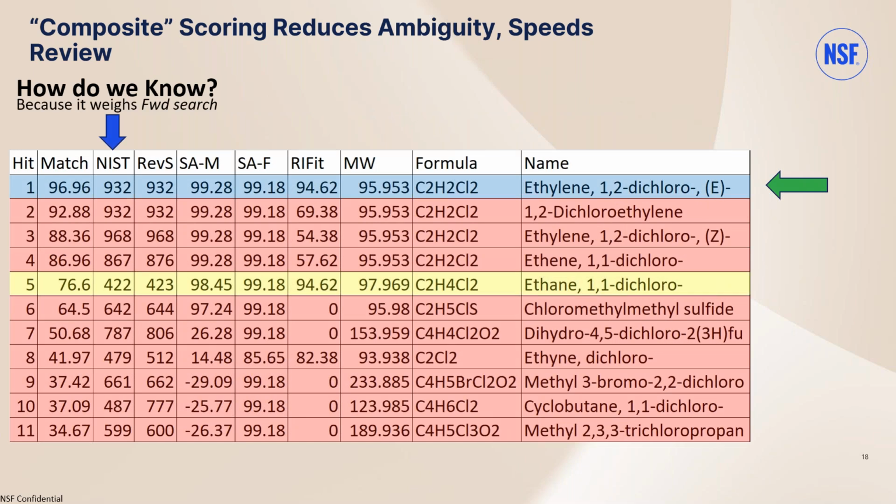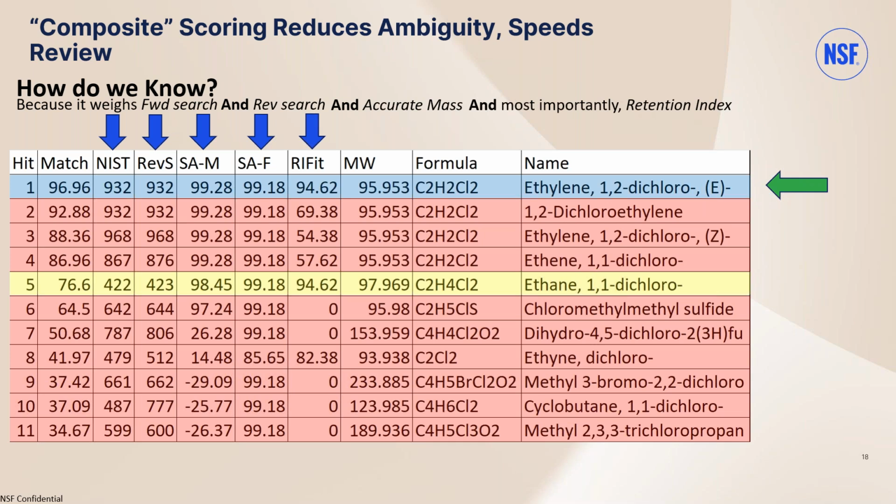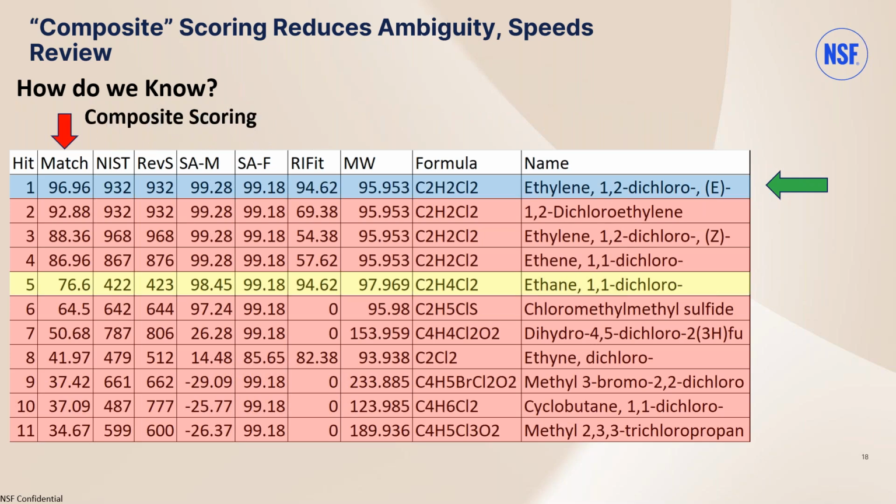So when GCID does a library search, it combines the forward search, the reverse search, two additional match factors that we'll talk about later, as well as a retention index. And it combines all these factors into a composite match score, which allows you to determine that, in this case, the E isomer is the correct one.